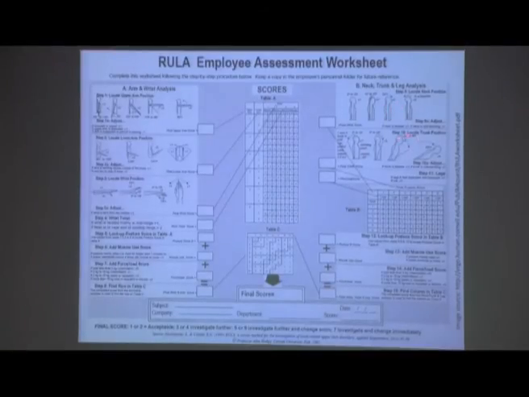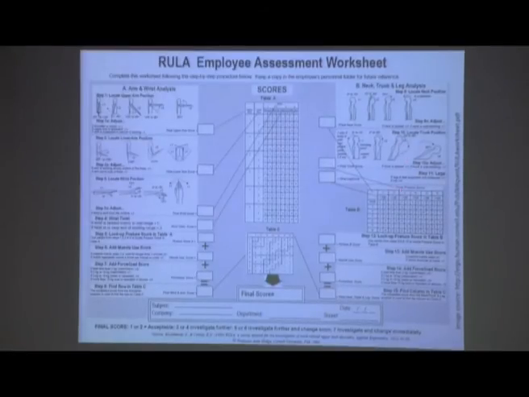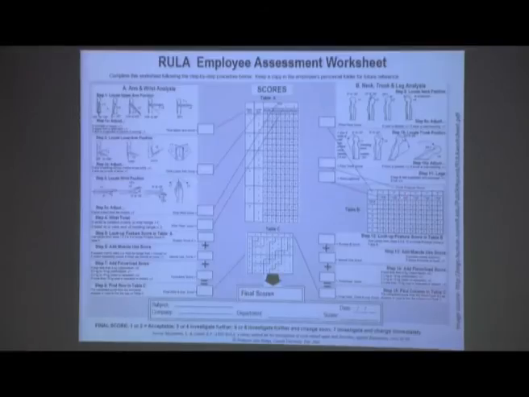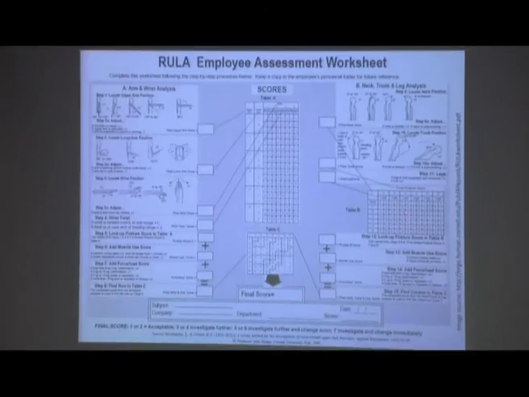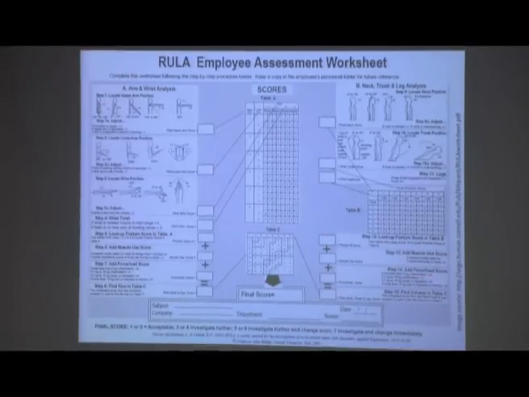Trunk posture based on what will be the score. While these two are identified, the trunk posture score and neck score, based on that from table B we are identifying some score. Then with that score we are adding the muscle use score and the force or load handling score. After adding these two, we get a score. That score will again be referred to table C.